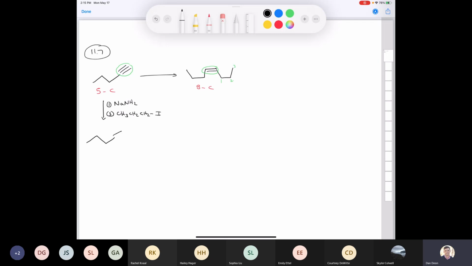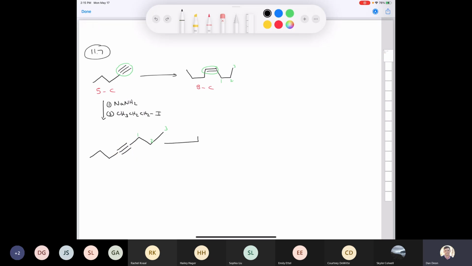So if we have 1, 2, 3, I'll move this over a little bit. There we go. Then we add 1, 2, 3 carbons like this. So now we've added 3 carbons. So we have a total of 8 carbons in the molecule. Now all we have to do is take that triple bond and reduce it to a cis alkene. So hopefully you remember how to do that.